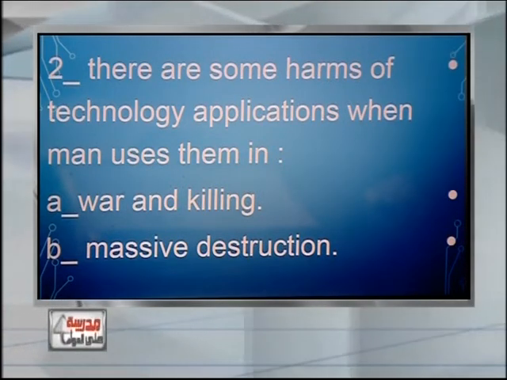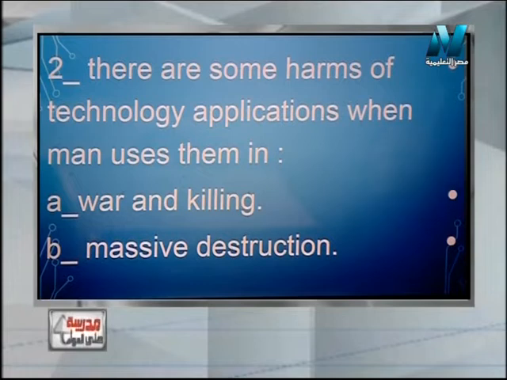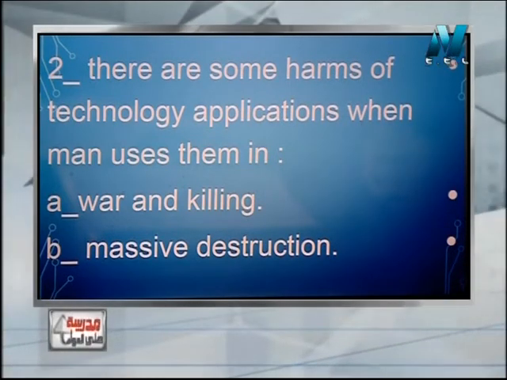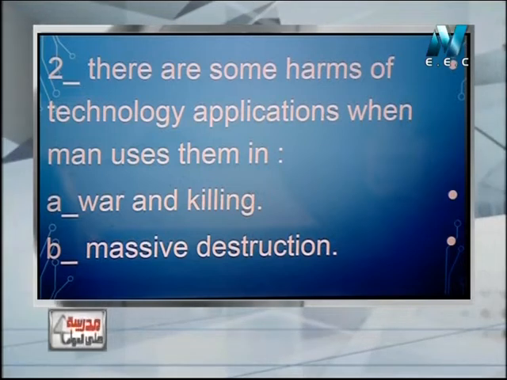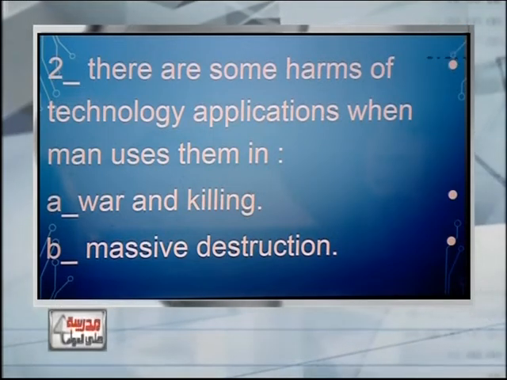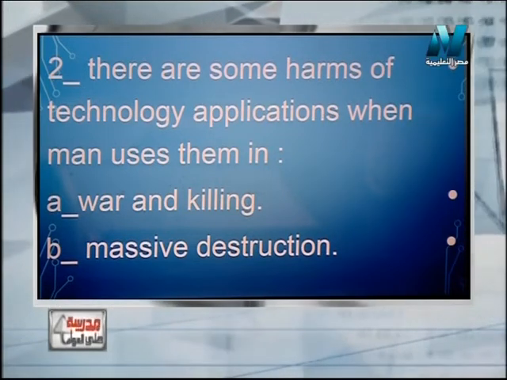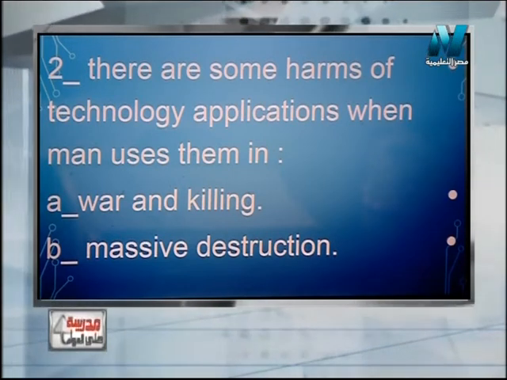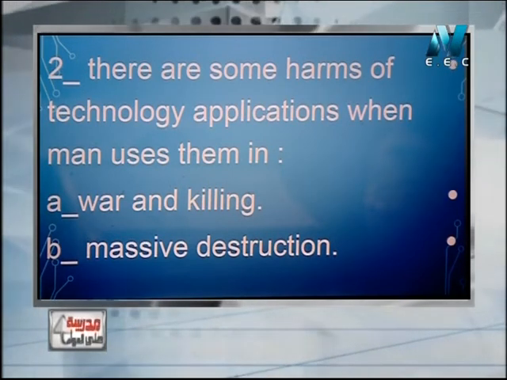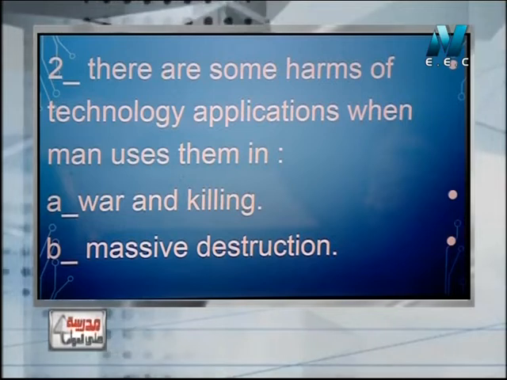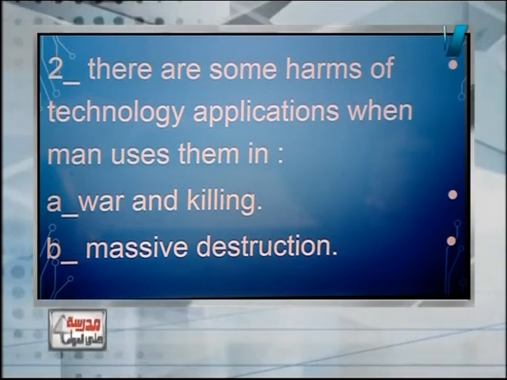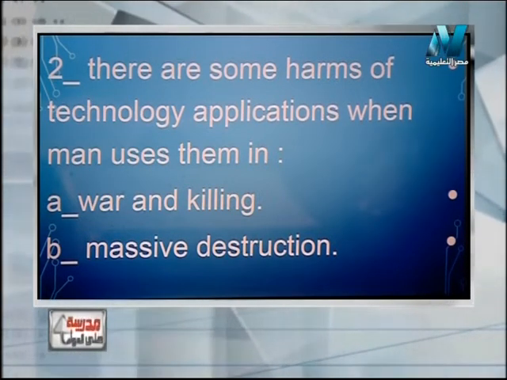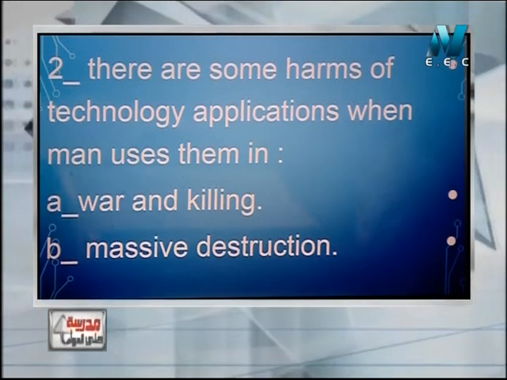Number two, there are some harms of technology applications when man uses them in war and killing. Sometimes in wars, some armies use very bad weapons that kill a lot of people. Thousands of people may be killed by using one bomb. So bad. The massive destruction, دمار شامل, by using nuclear bombs, قنابل نووية, as it happened in Hiroshima in Japan.